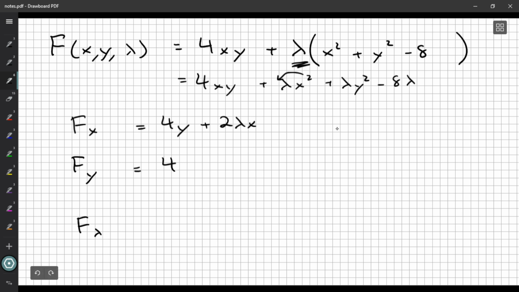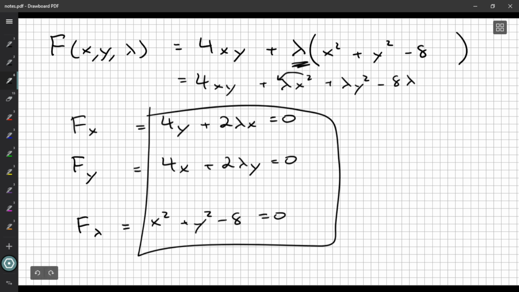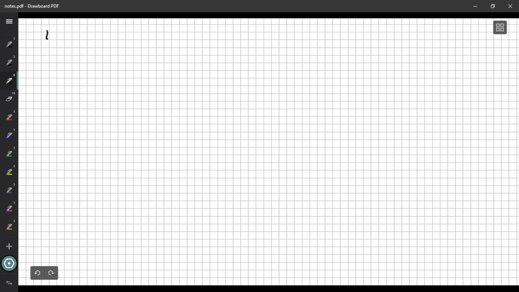Deriving with respect to y. And deriving with respect to lambda, we will get our x squared plus y squared minus 8 back. Now, critical points are found when our partial derivatives are each equal to 0. So we have a nice system of equations. We need to solve this to find our critical points. So we'll write them down again, nice and neat.